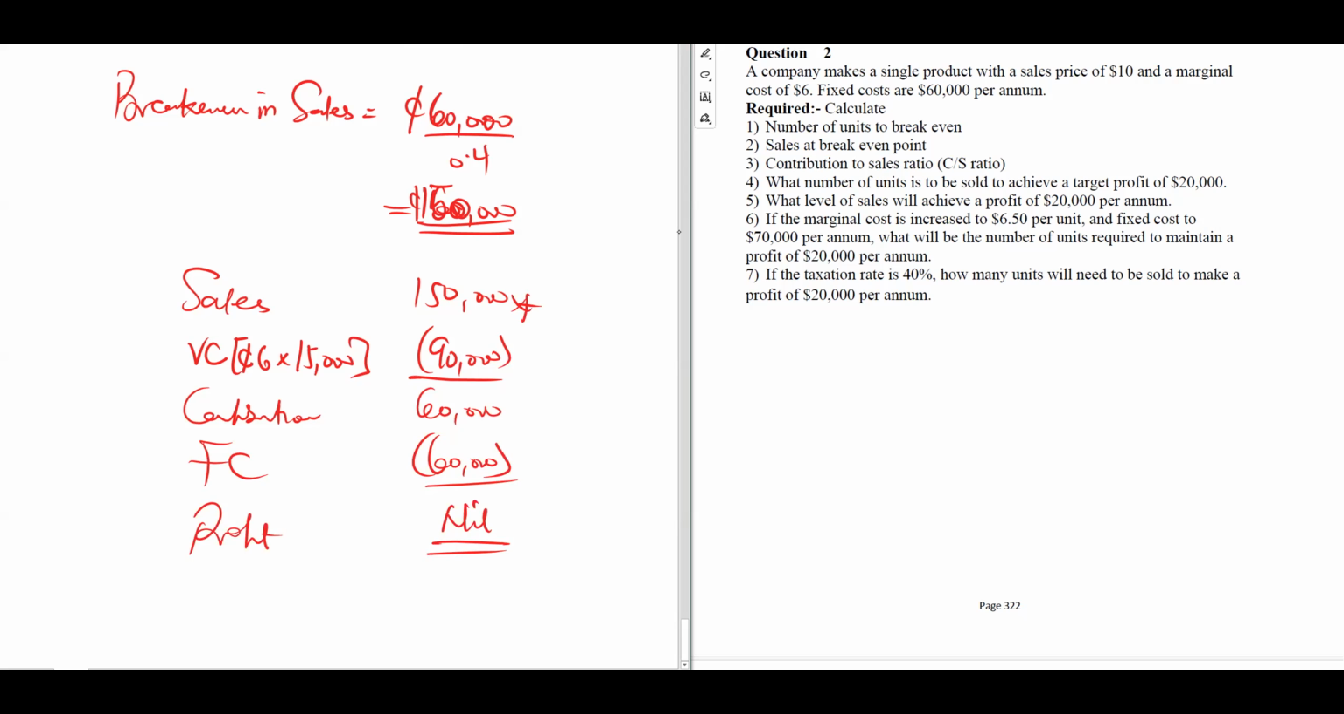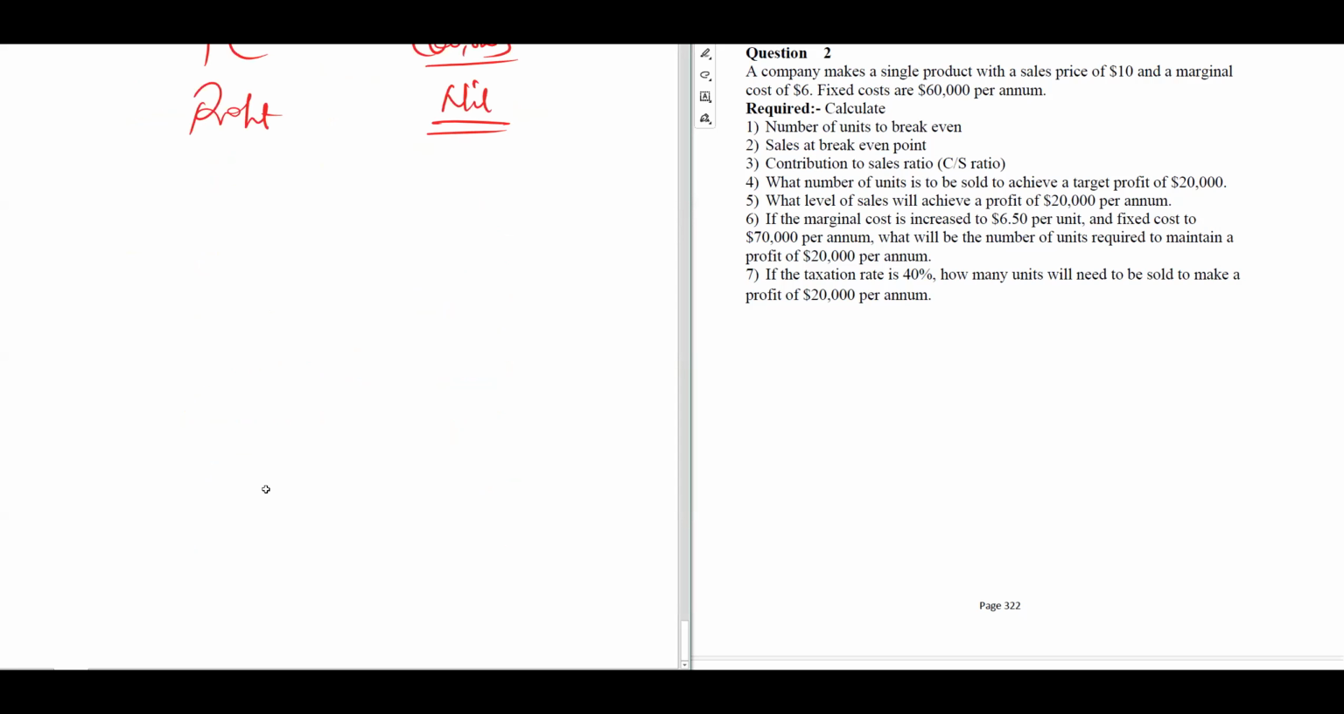So what we did, does it hold true? Yeah, it holds true. That's why they are saying sales are at break-even. It means that when you sell that 150,000, you are still going to make a profit of what? 0. That's why we say sales are breaking even. Makes sense. Okay, the next question is contribution to sales ratio.